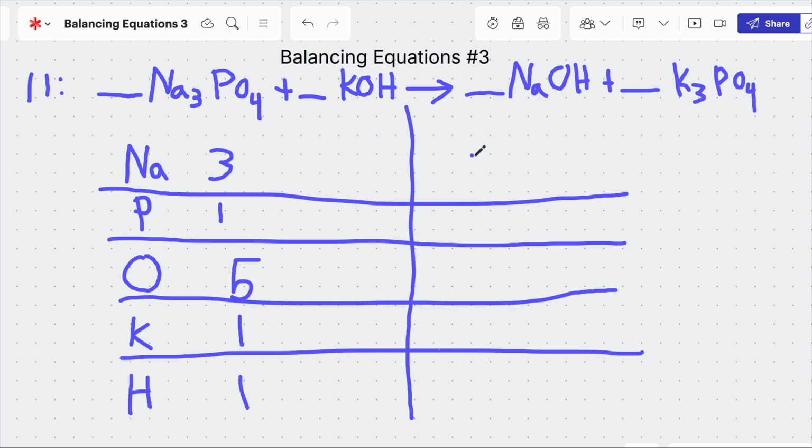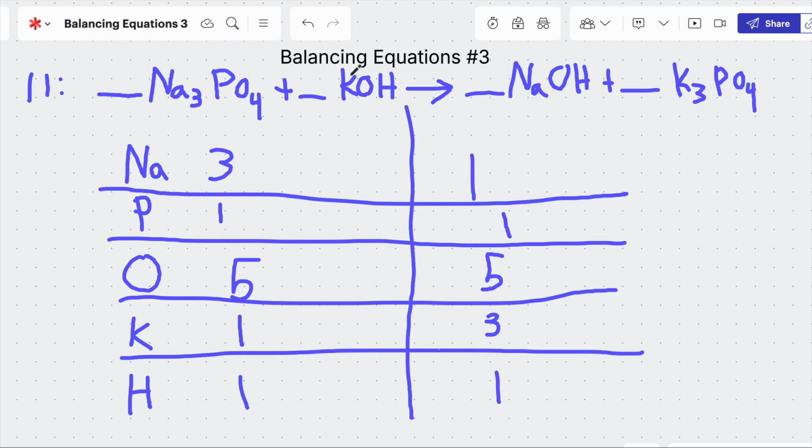Na, no number in front. That means it's 1. P's, no number in front, we're at 1. O's, let's see, we got 4 there and 1 there. So that's 5 again. K's are at 3. And H's again at 1. So let's see. Our Na's and our K's don't match up. We can start with either of these. Those will work just fine. I'm going to start with K's on this side.